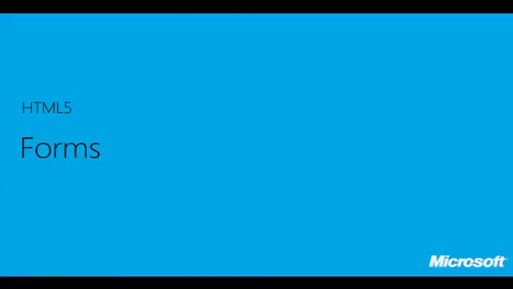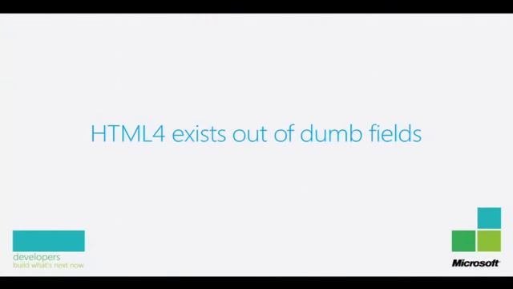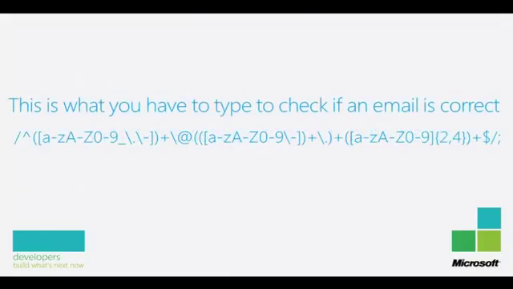Now, you cannot have an HTML5 page without forms, without content. So what we're going to do right now is take that structure and add a form to that page. Now, if we look back at HTML4 and the fields that we have there, HTML4 and the older versions of HTML consisted of dumb fields. Why do I mean dumb fields? Well, there were basically simple text boxes, and there was no way for the browser to check the content inside these text boxes. For example, this is the code that you have to write to check whether an email address is correct in that text field.